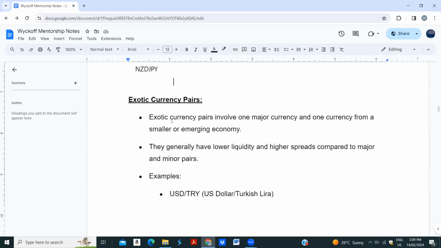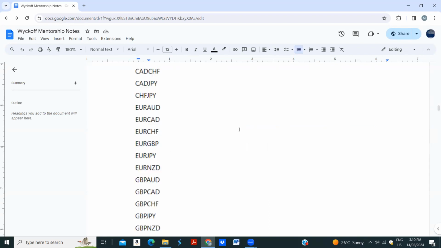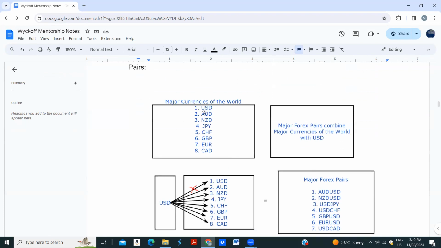Now we go to the exotic currency pairs. Exotic currency pairs involve one major currency and one currency from a smaller and emerging economy. What we do is take one currency from the major currencies of the world and combine it with the currency of other, smaller nations which don't have a major currency. We combine them together and we get the exotic trading pair.